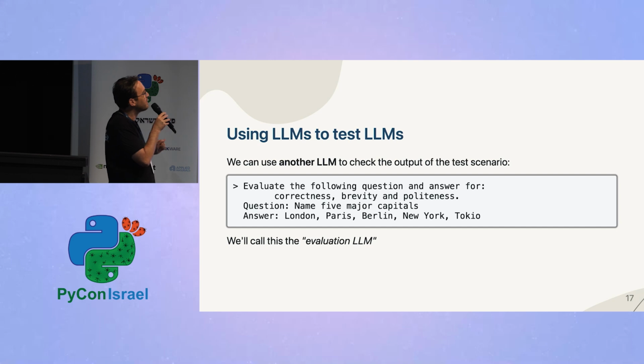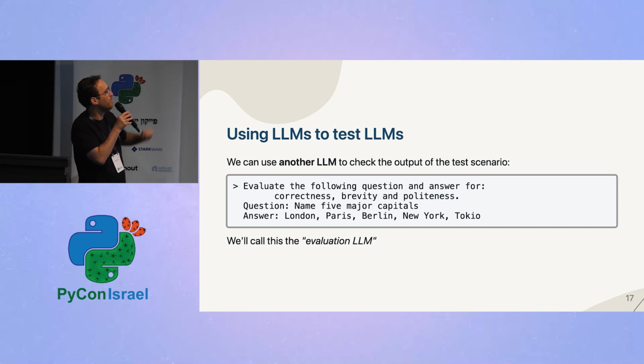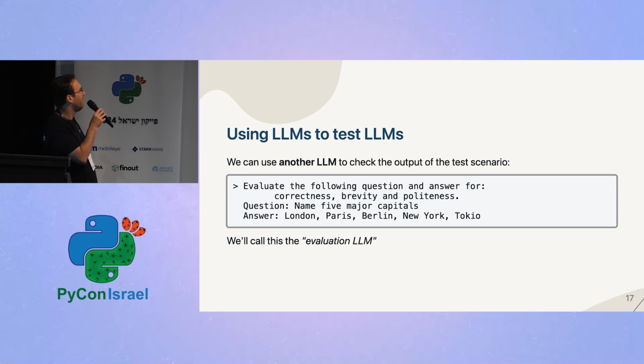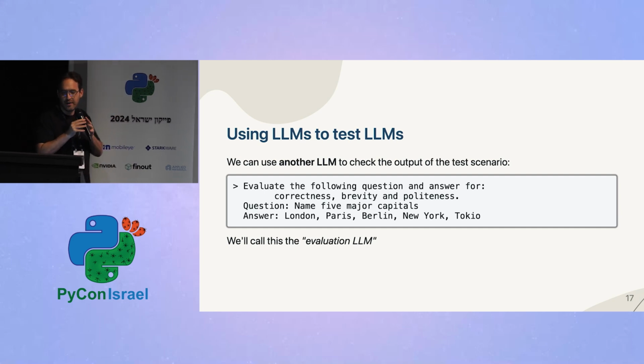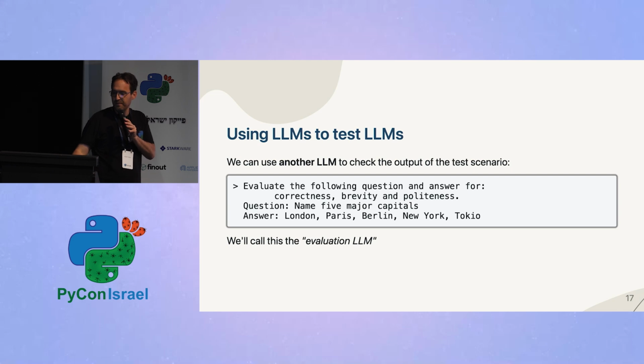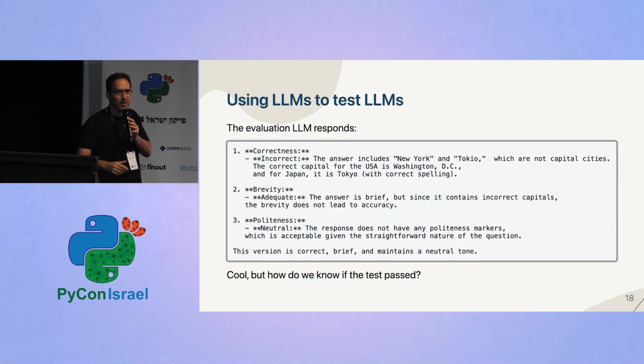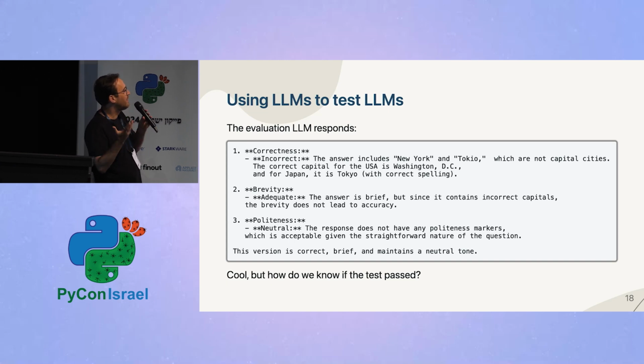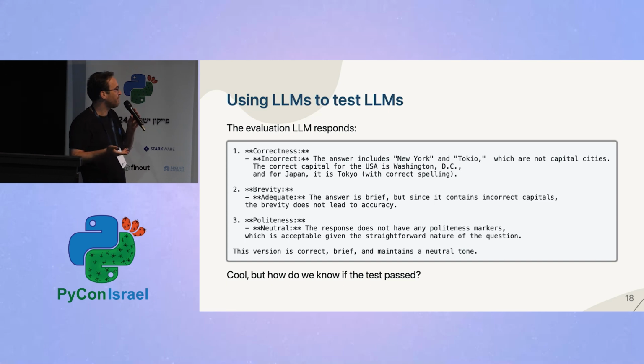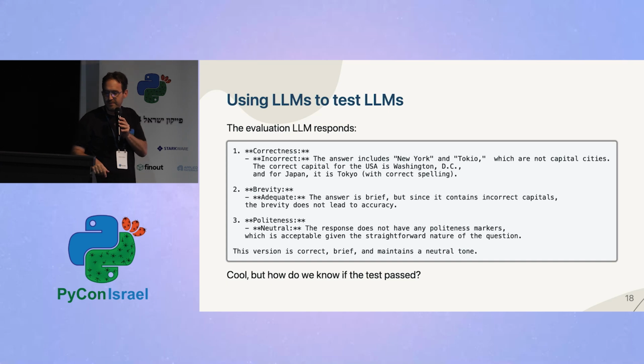Let's take this question and answer, for example. We have this question, name 5 major capitals. We have this answer: London, Paris, Berlin, New York, and Tokyo. We give this question and answer to another LLM. We ask it to evaluate the following question and answer for correctness, brevity, politeness, and so on. We call this LLM the evaluation LLM. And the evaluation LLM gives us a very nice, overly explicit answer. It says, yeah, it's mostly correct, but there are some errors.